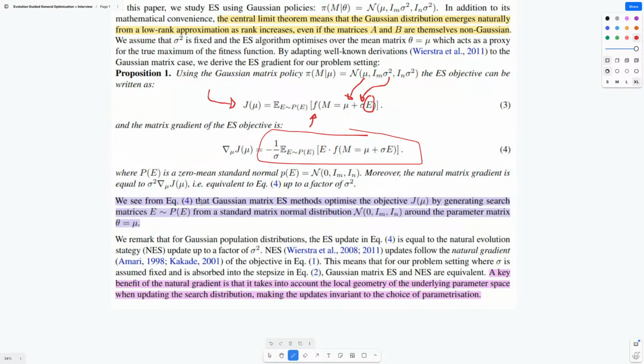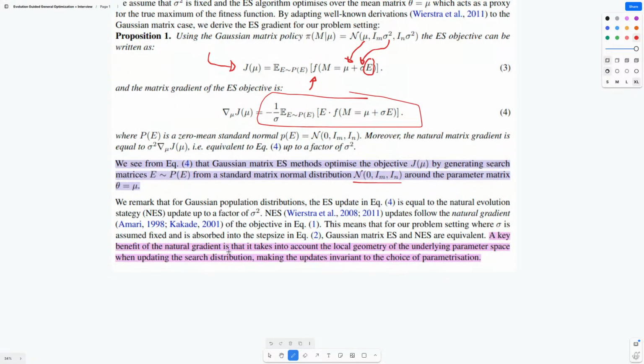So here we see from equation 4 that the Gaussian matrix ES is meant to optimize the objective J of mu by generating search matrices from a standard matrix normal distribution around the parameter matrix here. This is important because we're going to sample from these Gaussian matrices, and it will save us a whole bunch of time, right?